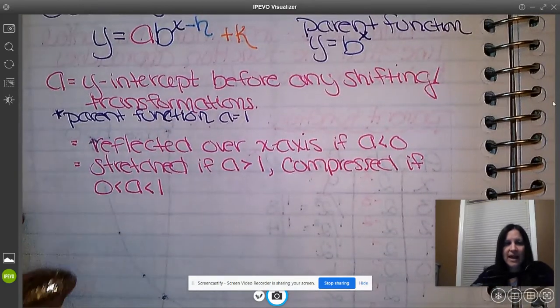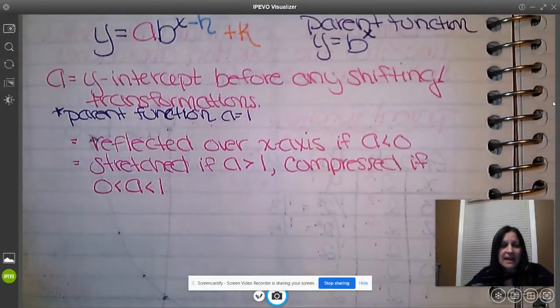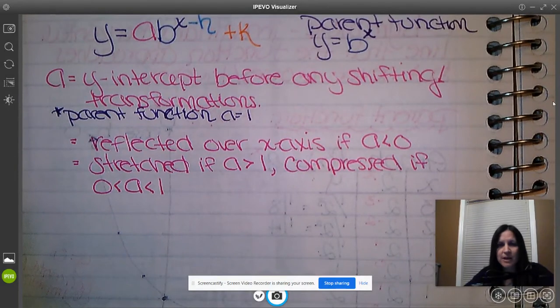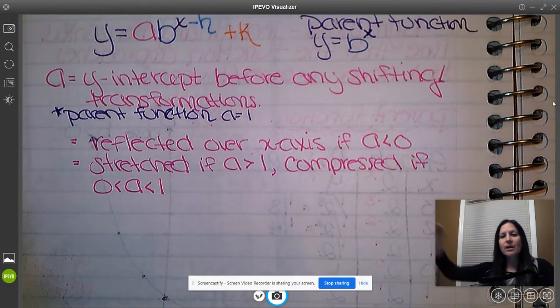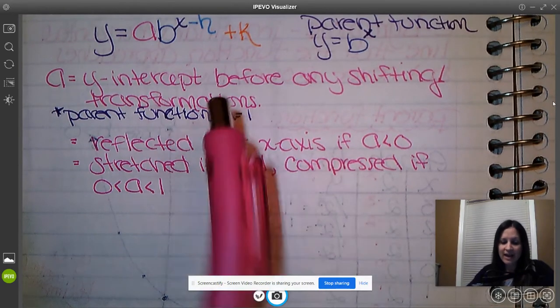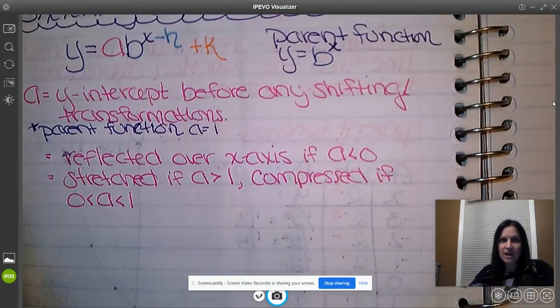Okay, so a tells you all of that. A is going to tell you where that y-intercept would be before any shifting or transformations. It's going to tell you if your graph is reflected over the x-axis, if it's negative, and it's going to tell you if your graph is stretched, so it goes up faster, if a is greater than 1, or compressed, meaning goes up slower, if a is between 0 and 1. Okay, so that a value tells you a lot.